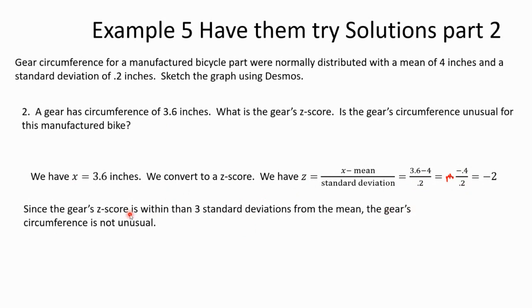Okay? So this circumference, 3.6 inches, that's not unusual. The one before was unusual. And again, here there were 2 negatives. I don't know how that happened, but I am sorry about that. Are there any questions, though?